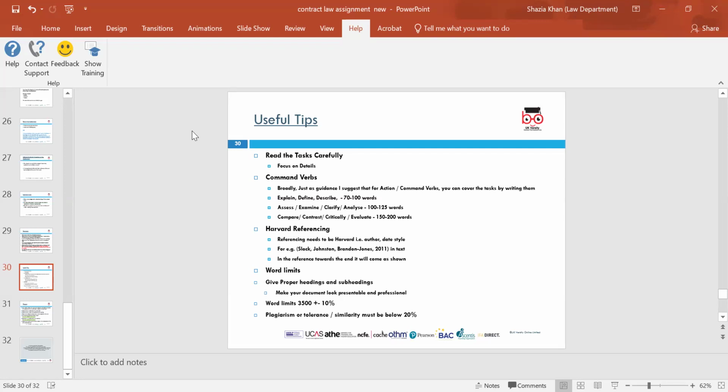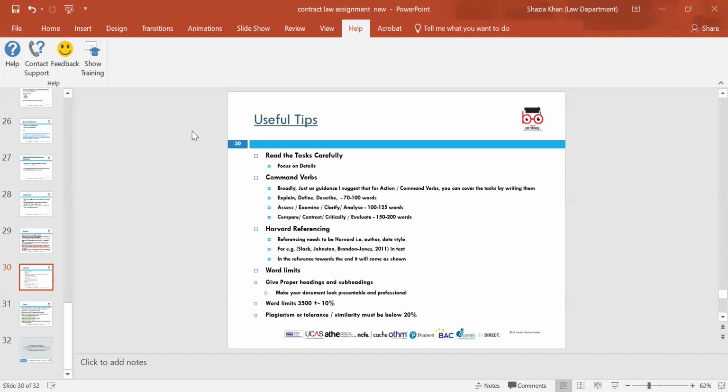Word limits: make sure you stick to the word limits. Give proper headings and subheadings. As I've said, the subheadings should be the assessment criteria and the section of each one, whatever you're doing. So if you're doing the pass ones, make sure you are doing all the pass ones as a heading and then writing under each one. If you're doing the extension activities for merit and distinction, make sure you are writing under each one what you are doing, and clarify that it is the merit or distinction one.